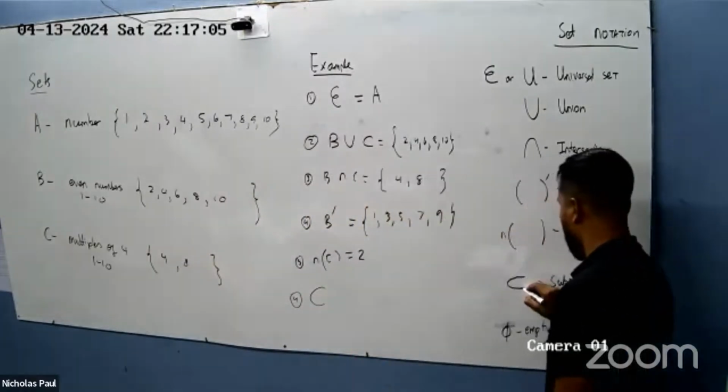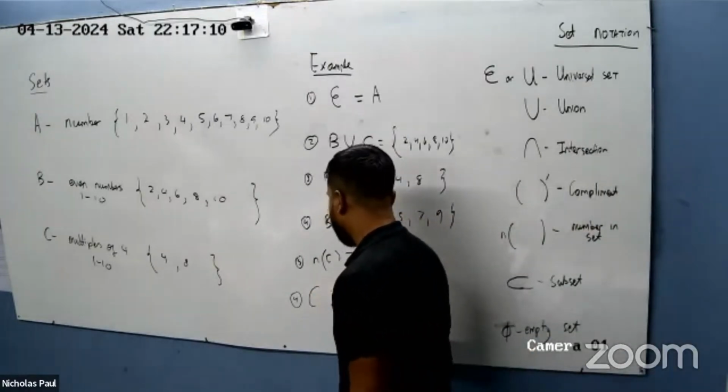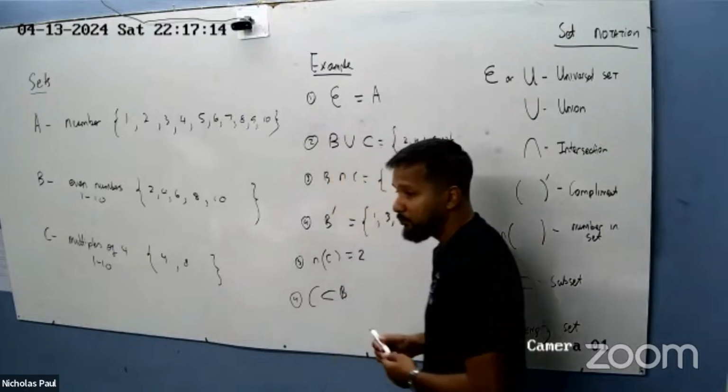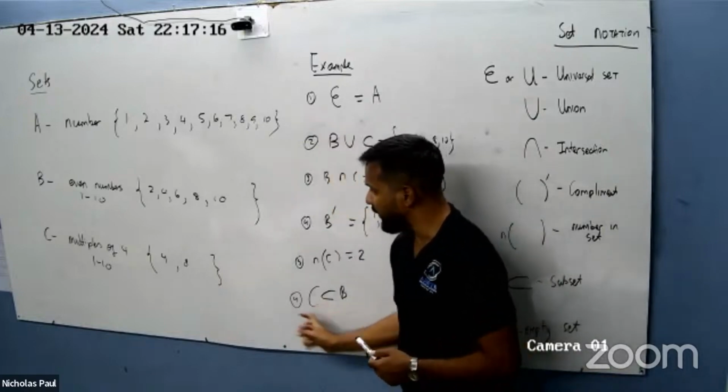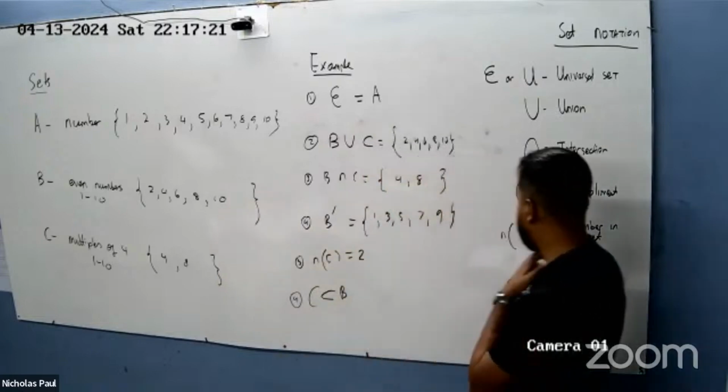So it means that C is a subset of B. I write it with the symbol, with a bar underneath. C is a subset of B. So this belongs in this. Okay? C is a subset of B.